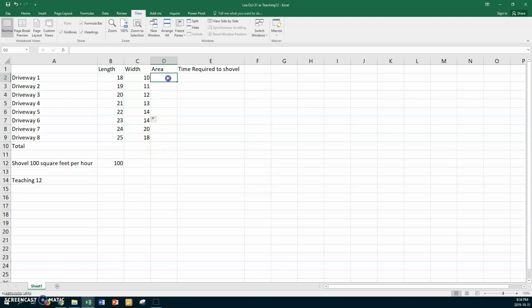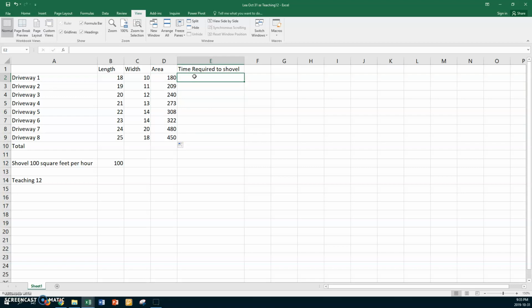All right, now what is the area? How do you find area? Equals your length times your width, right? Okay, and so you had 180 square feet. All right, so there we have that. And now it says the time required to shovel.